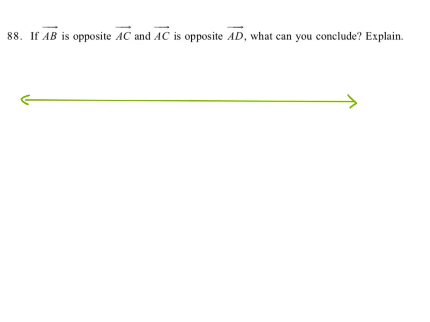Okay, if AB is opposite AC, that means that we've got a midpoint or some point here called point A. And if AB is opposite AC, that means on one side of A is point B, and the other side of it is point C. So you then have AB, this right here, as opposite to AC, which is here.